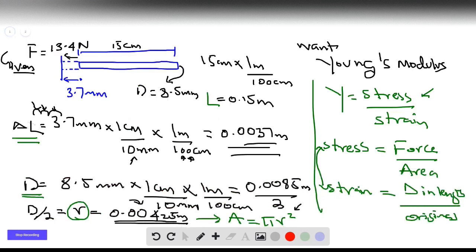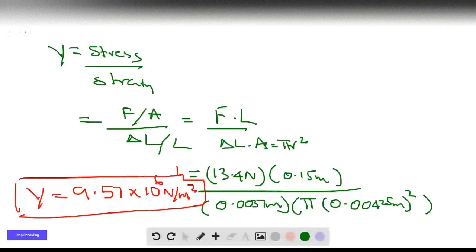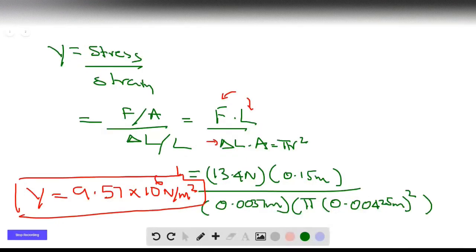So I think the key part of the problem is making sure that your conversions are right, and then having the appropriate formula, stress over strain, defining stress in terms of force and area, and also strain in terms of change in length and the original length. I think we can add length right here, just helpful. And then we plug in specific numbers that represent the variables that we're dealing with, the force, the length, the change in length, and the area. And then we get 9.57 times 10 to the 6 newtons per meter squared.